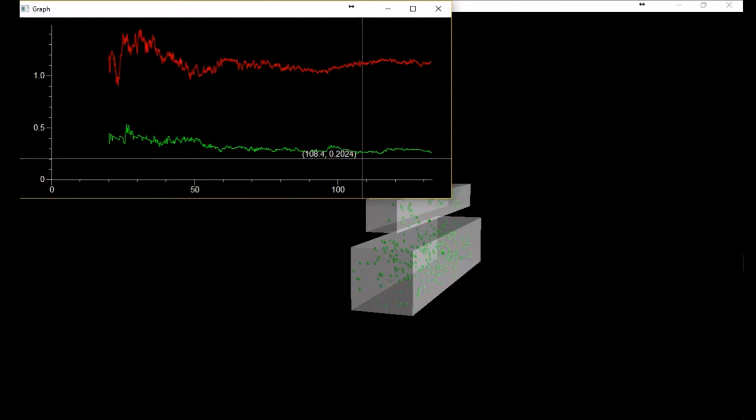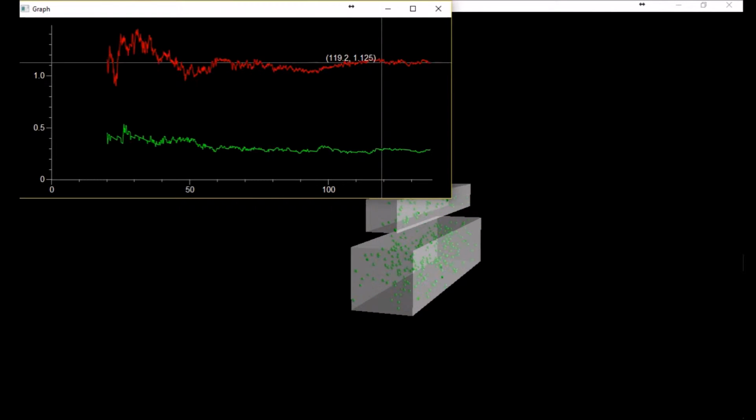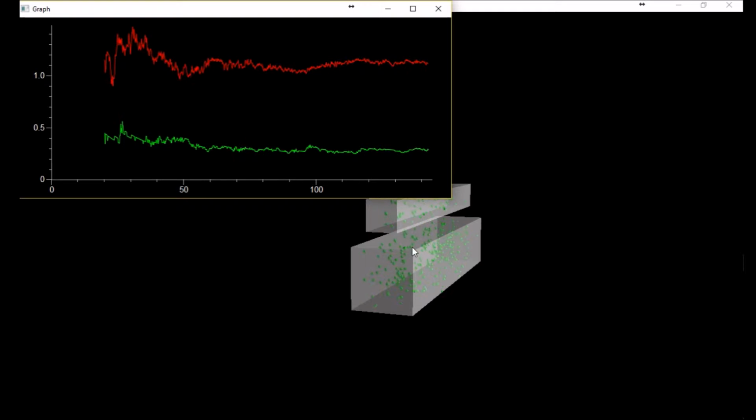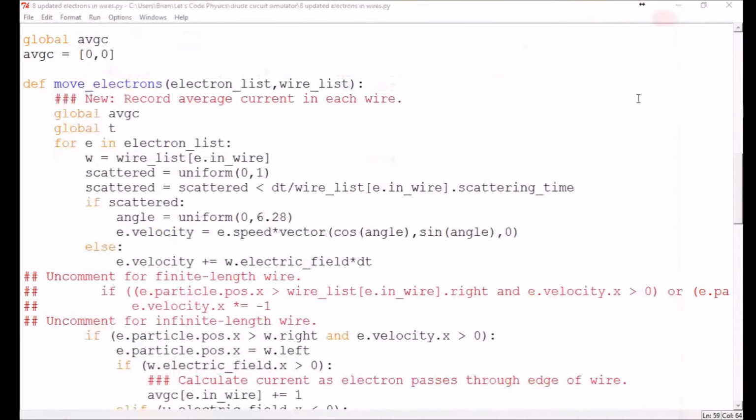But what you can see, we've got an average for the green of about a quarter. We've got an average for the red of about 1-ish. And so the red current is about 4 times as large as the green current, which is what you would expect because the area of this one is 4 times the size of the area for the top one. So now that I've shown you the ending, let me show you how I got there.